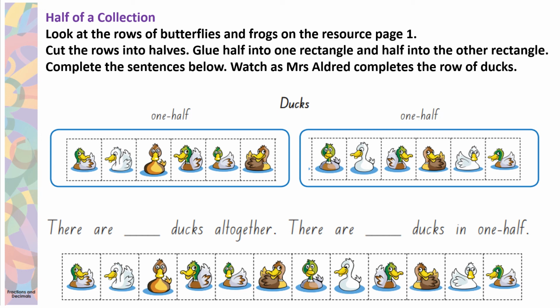1, 2, 3, 4, 5, 6. I'm right. So there were 12 ducks altogether, and there are 6 ducks in one half. Can you see how I've completed the sentences?